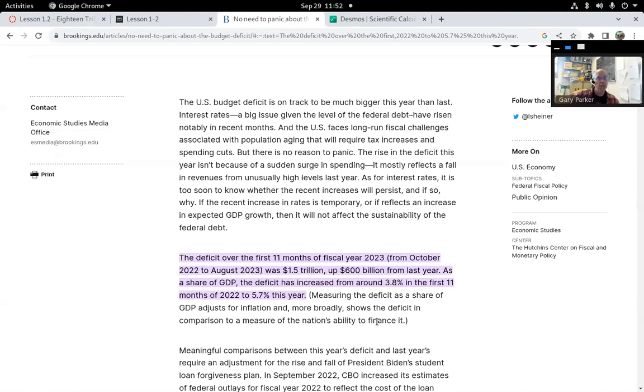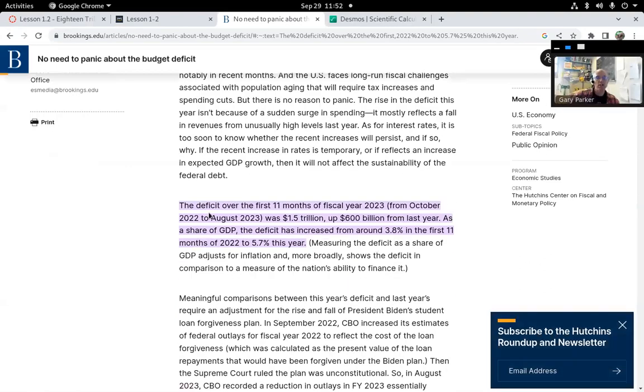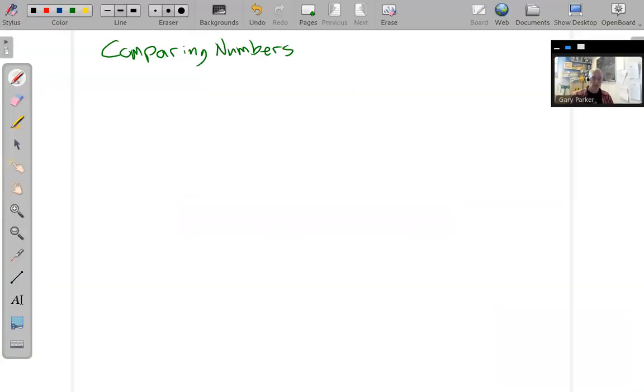Now, just this one article here emphasized something. The deficit over the first 11 months of the fiscal year for 2023, October 2022 through August 2023, was 1.5 trillion, and that's up 600 billion from last year. So I just want to compare those two numbers. The 600 billion, is that a large amount of increase compared to 1.5 trillion? And the way we test that is with division. So let's write some things down, give it a shot.